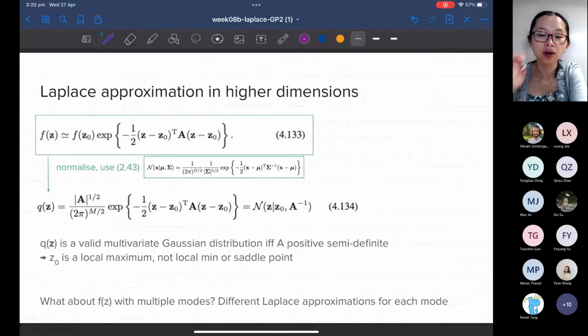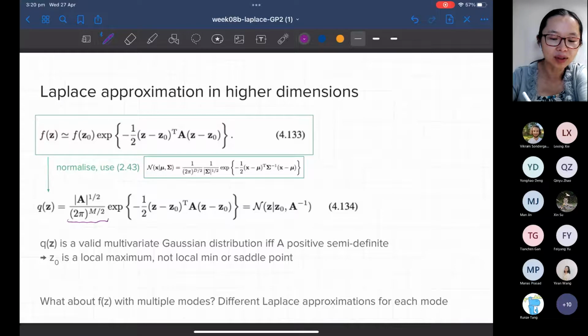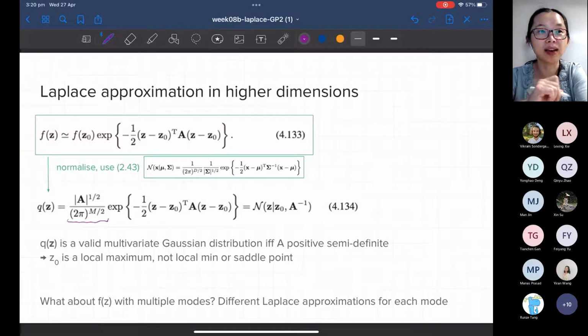Here we go. This is the same equation at the bottom of the last page. We use the definition of the multidimensional Gaussian distribution to normalize. Again, the normalization factor only involves A: the square root of the determinant of A over 2 pi raised to the power of m, the dimensionality of the variable. This corresponds to a normal distribution centered at z0 with precision matrix A. Again, it doesn't involve f of z0 or Z.